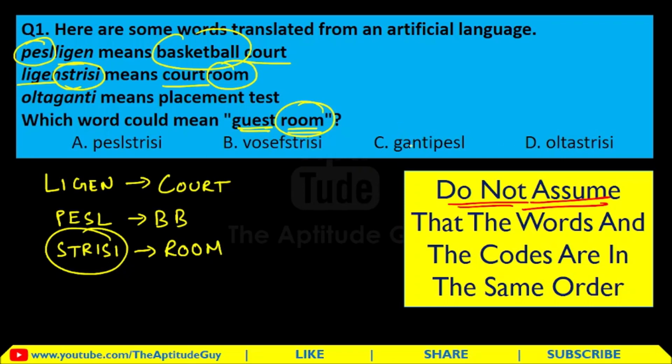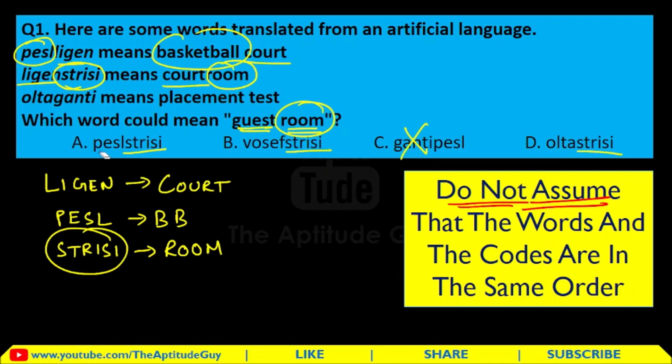Yes, obviously it will be option C, which is definitely wrong. Why? Because room definitely has STRISI. Option A has STRISI, option B has STRISI, option D also has STRISI, but option C does not have it. So option C does not even have room. So it cannot mean guest room in any way. So option C is definitely eliminated.